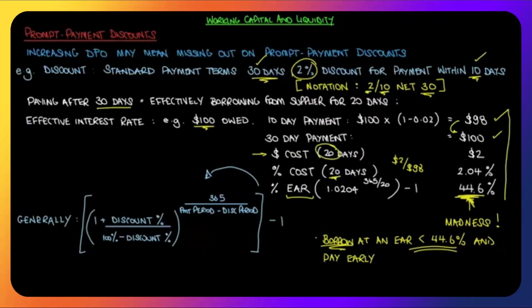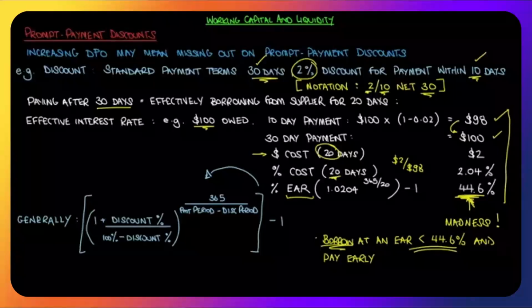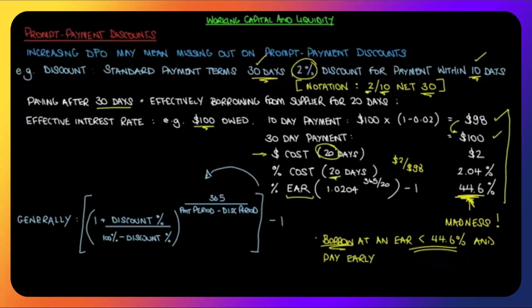Now, that's how I like to lay out this discount calculation, because I think it's nice and intuitive. You can see exactly what's going on. And if that works for you, anytime a question comes up on this discount, just do this. Say, okay, imagine I owe 100. Let's work out the discount, the dollar cost, the periodic cost, and the effective annual.